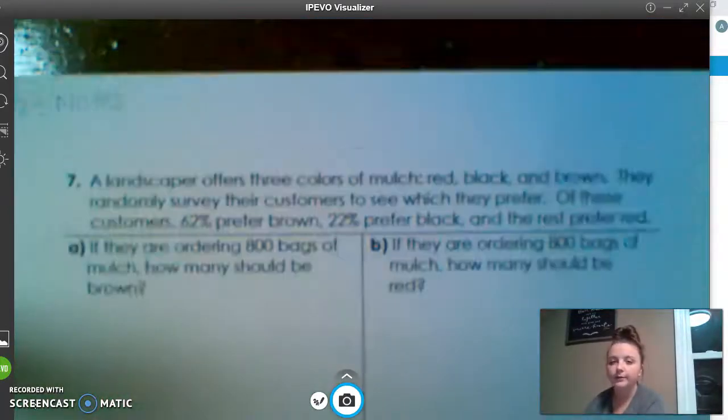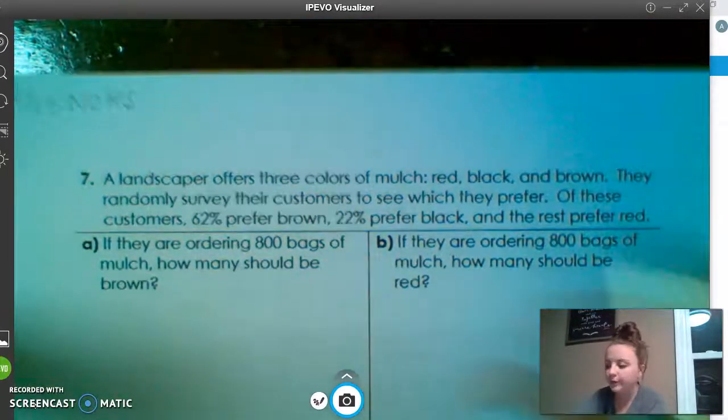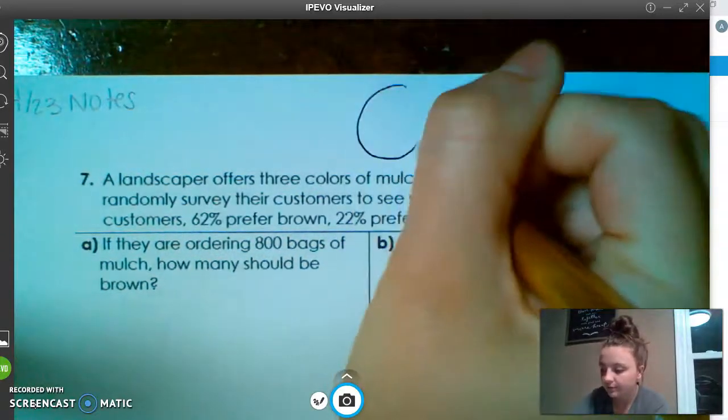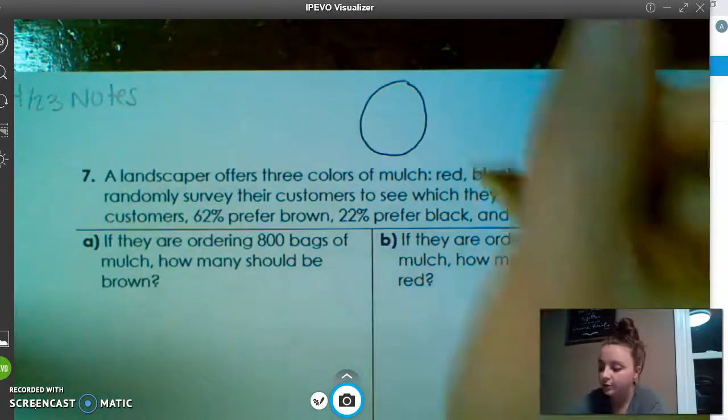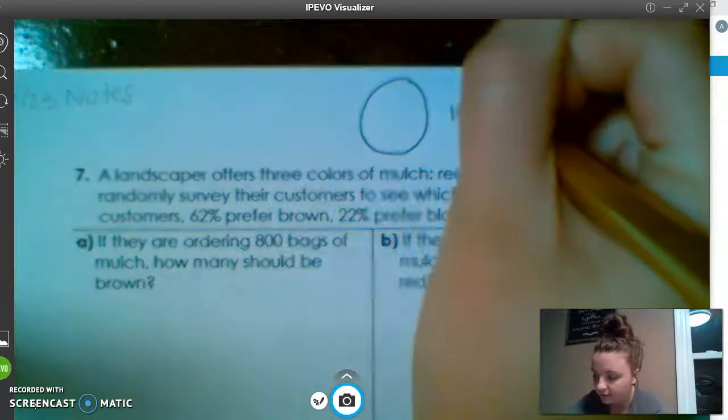I'm gonna draw it up here, sorry. We're figuring things out. So a pie chart is based on percents. If you're thinking percentages, the whole amount is 100%. So all of it is 100%.